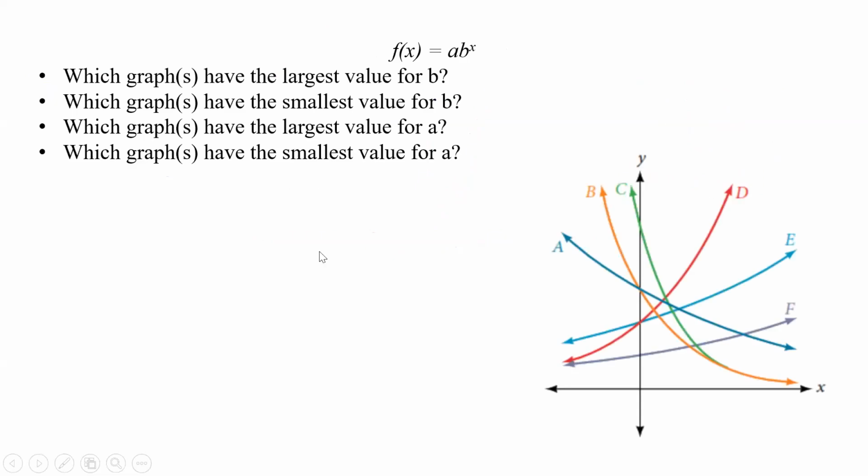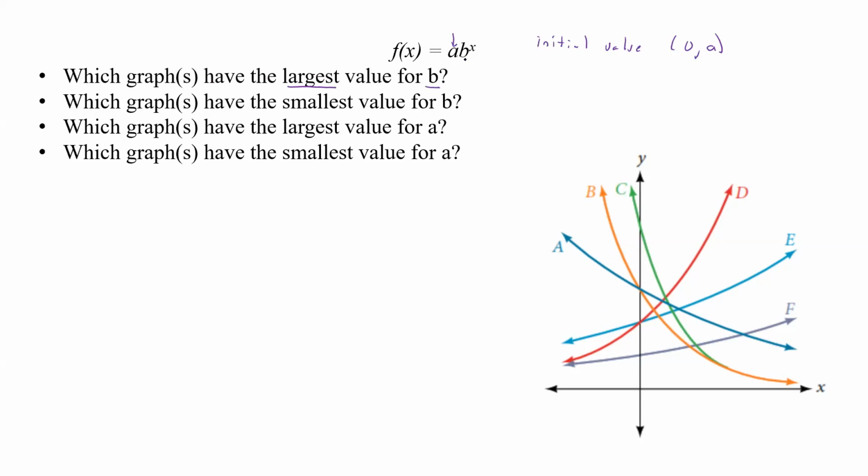Now let's think about this. This goes back to what we learned last time, where the a, remember, is our initial value. We always said that was 0, comma a. So that's going to help us do this set of problems. We just have a jumble of lines and curves, and what we want to look at is which one is going to have the largest b.